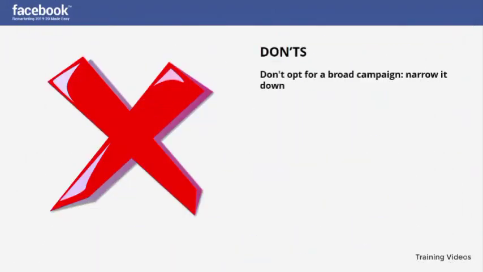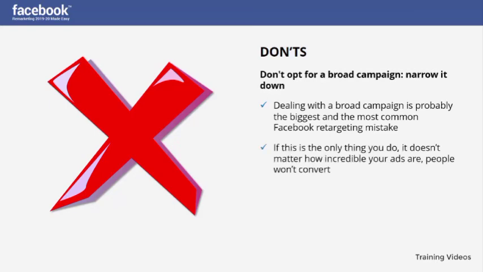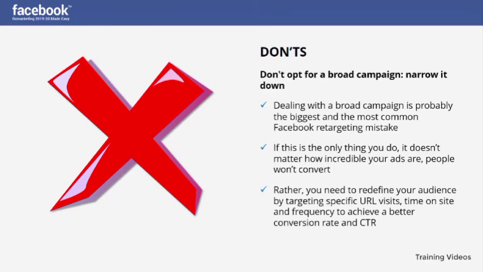Don'ts. Don't opt for a broad campaign. Narrow it down. Dealing with a broad campaign is probably the biggest and the most common Facebook retargeting mistake. A typical retargeting campaign targets every site visitor in the last 30 days. If this is the only thing you do, it doesn't matter how incredible your ads are, people won't convert. Rather, you need to redefine your audience by targeting specific URL visits, time on site, and frequency to achieve a better conversion rate and CTR.